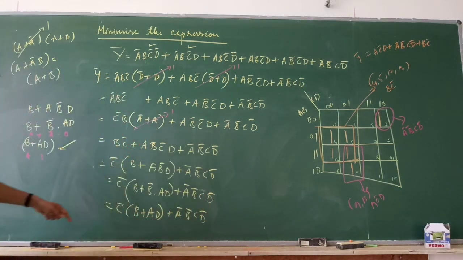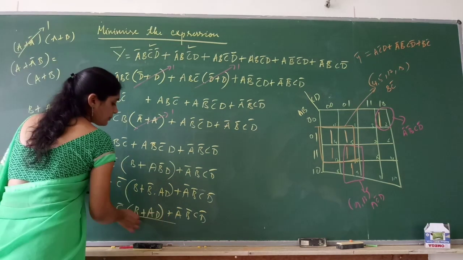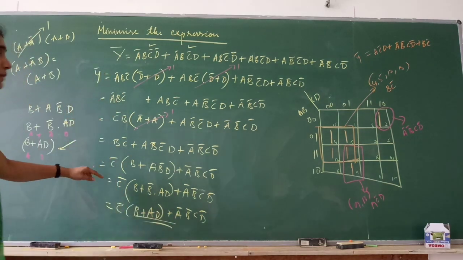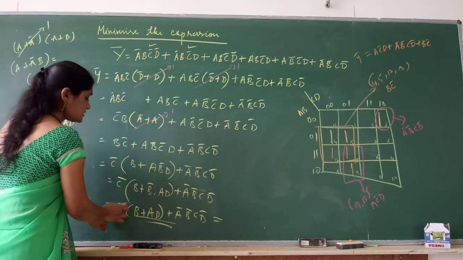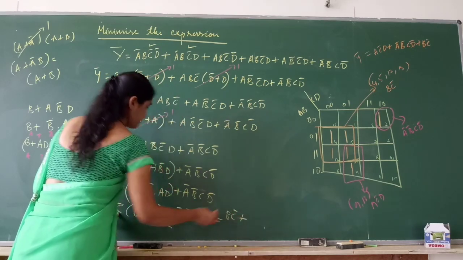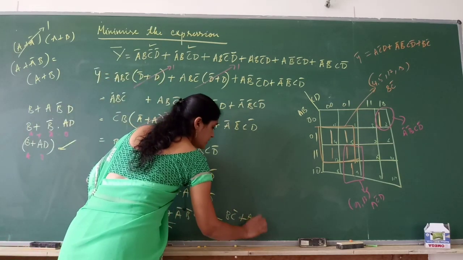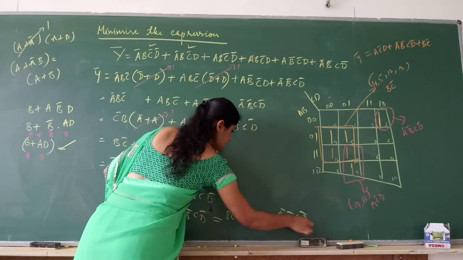So what is the final equation? This can be taken as the final equation, or if you want to match this with the K-map, you can just multiply what? C bar with this. So what do we get? B C bar plus A C bar D plus A bar B bar C D bar.